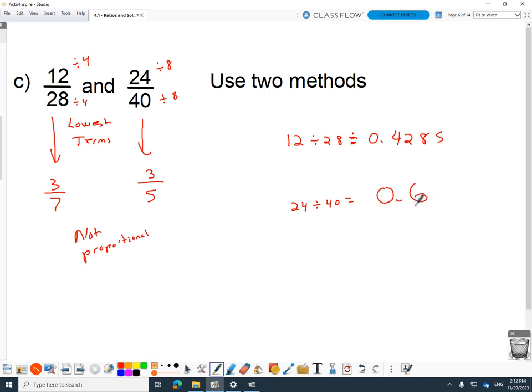Are these the same? No, and they're not really all that close, actually. Like you think about, let's say you had a test, and you got 42% versus 60%. That's a really big difference in your life. These are not proportional. Okay, so there's 4 different methods available when it asks you, is it proportional?